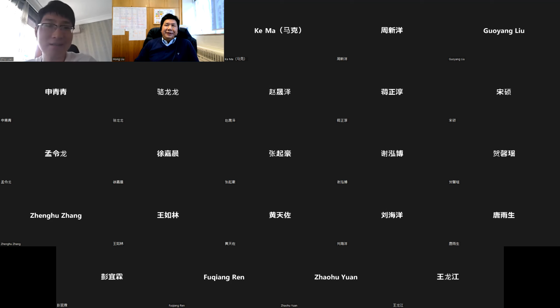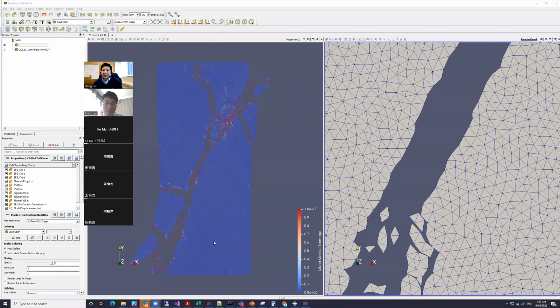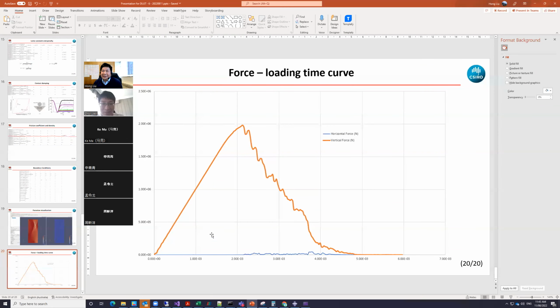Okay, thanks. Another question, would you please show your screen again? Yes, it is the last page of your PowerPoint, the pump handle presentation. Yes, this is the force and loading time curve. So the scale of time is 1,000 microseconds.